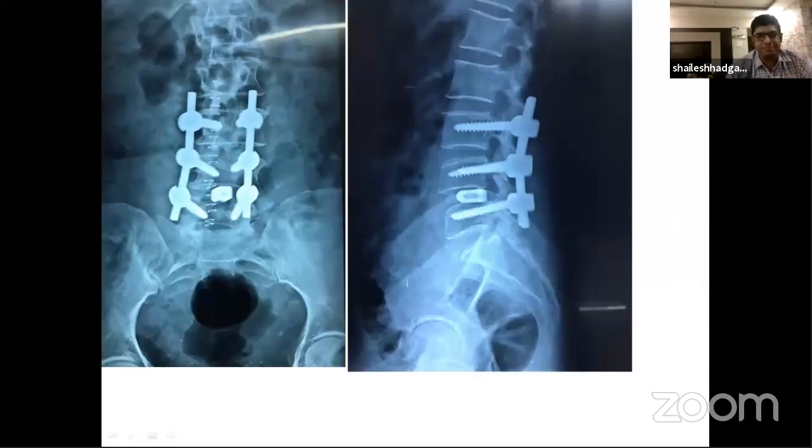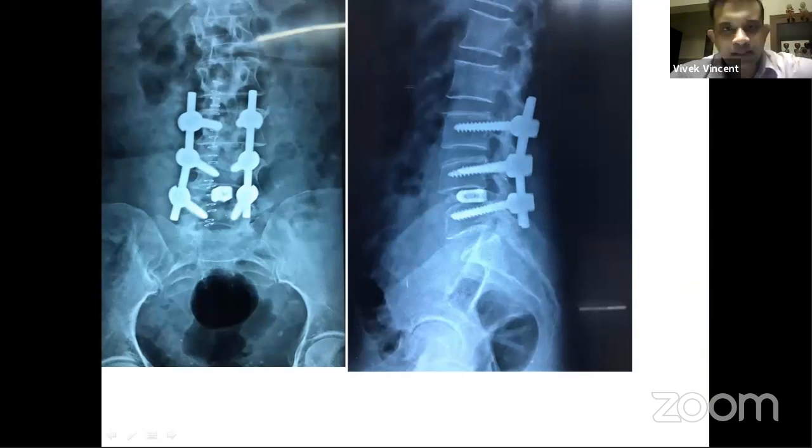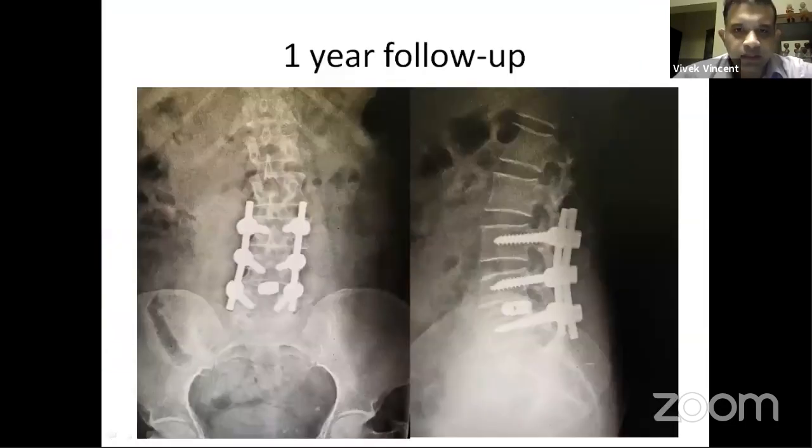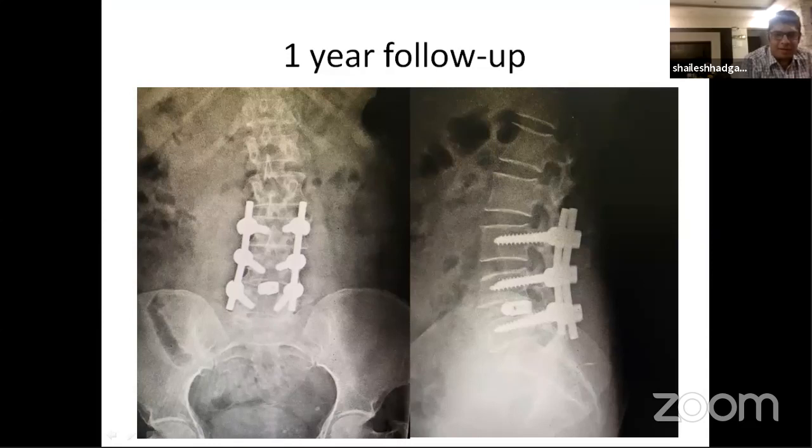Yes, Vivek, what did you do? So I decided to go a level above. I decided to fix from L3 to L5 and do a TLIF at L4-5. A decompression from L3 to L5 was done. This is immediate post-op, and this is at about a year follow-up. Pre-operative degenerative scoliosis, this looks a very good follow-up at 1 year.